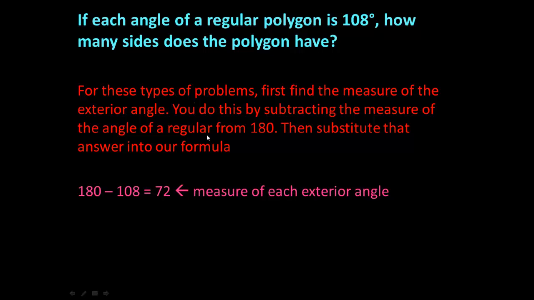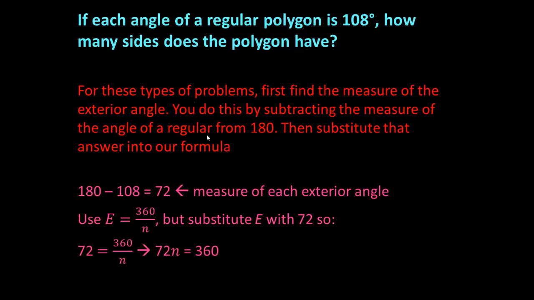So we can take 180 minus 108, which is going to give us 72, and that's the measure of each exterior angle. Okay, then we've got our formula E equals 360 divided by n. We're going to substitute E with 72. So we get 72 equals 360 divided by n, and convert that to 72n equals 360, and we come up with n equals 5 sides.